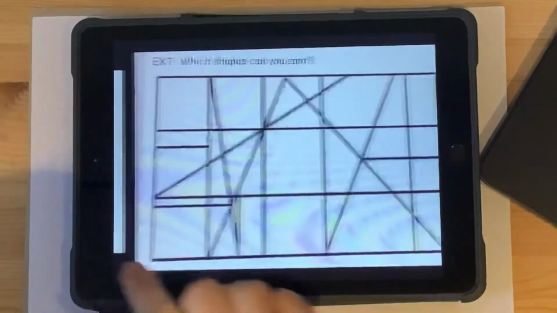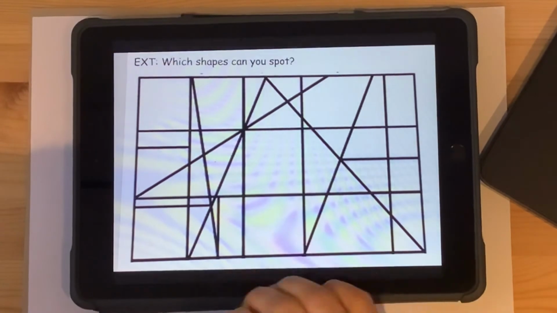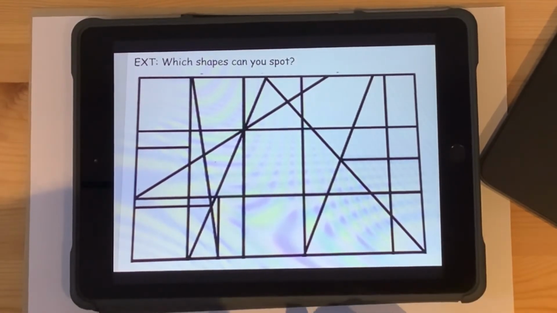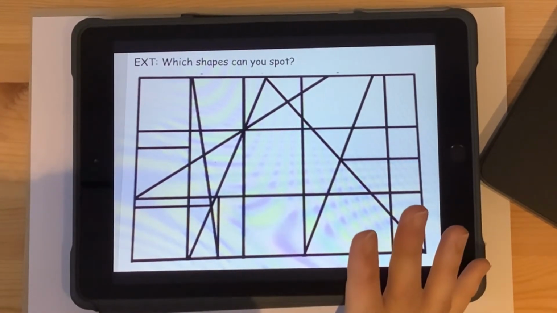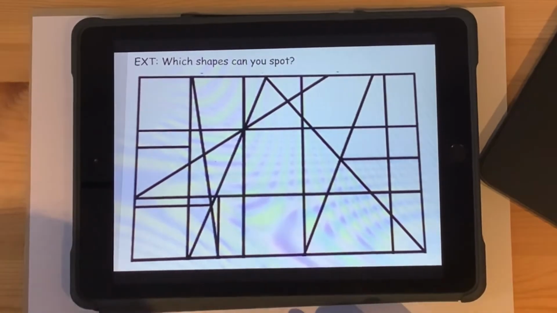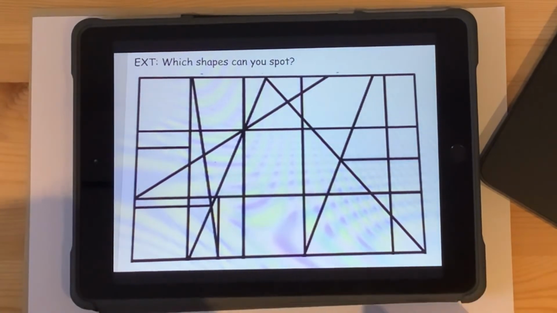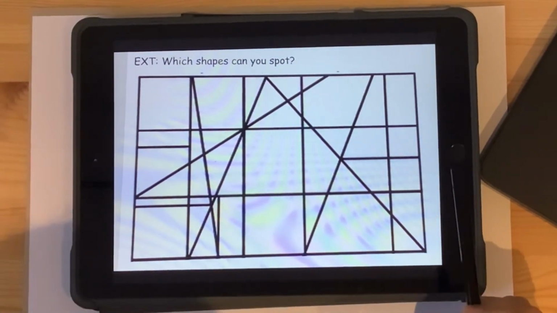Then the second one, the extension, is this. It's asking you for how many different shapes you can spot. So there's lots of different shapes in here. There's rectangles, triangles, all sorts, but there's some other ones as well. So I'd like you to pause the video and have a go at seeing what you can spot. So again, I'm not going to tell you all of them because we'd be here for hours, but I'm going to point out a couple of slightly more interesting shapes.